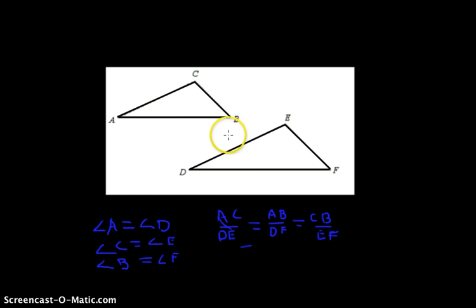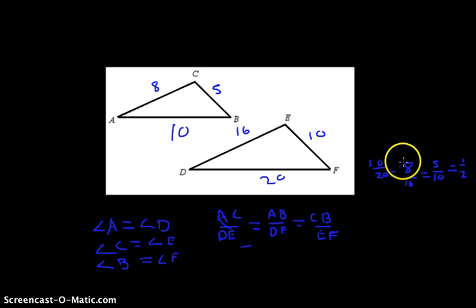Let's say that this right here is 16, this is 10, and this is 20. Then if this was 8, this would have to be 5, and this would have to be 10, because 8 over 16 has to be equal to 5 over 10, which has to be equal to 10 over 20. These are all equal to 1 over 2.